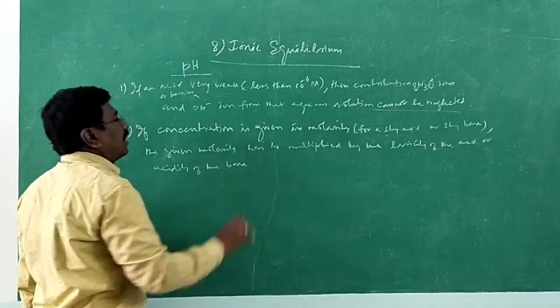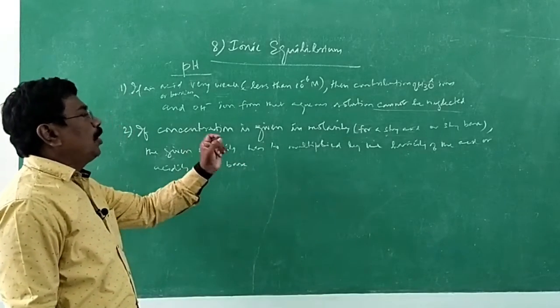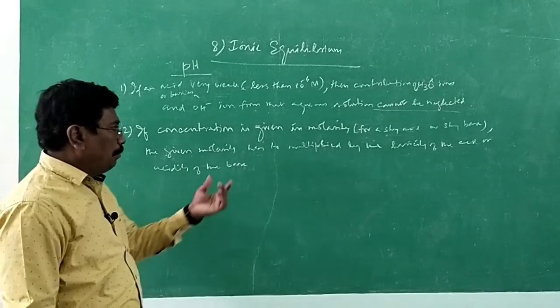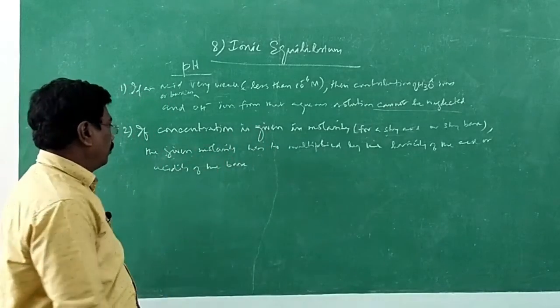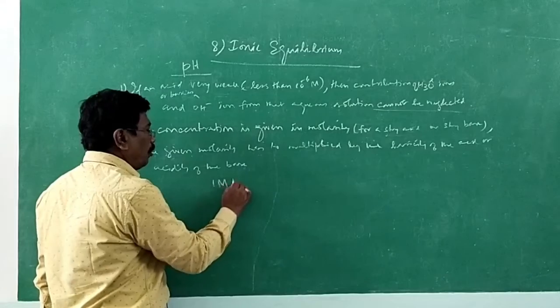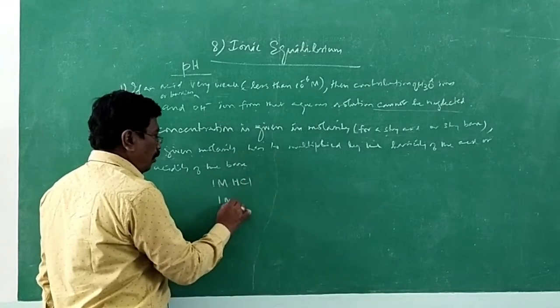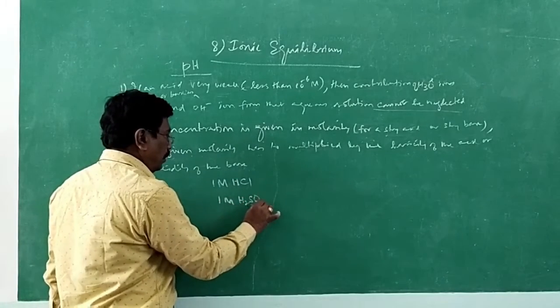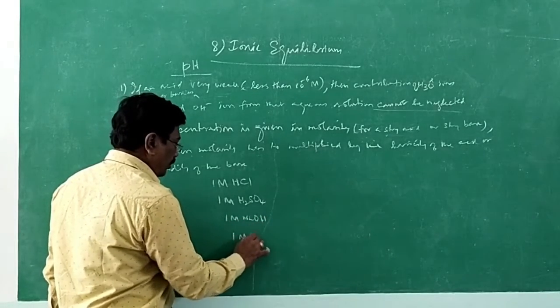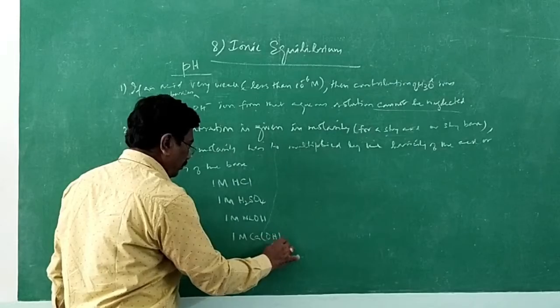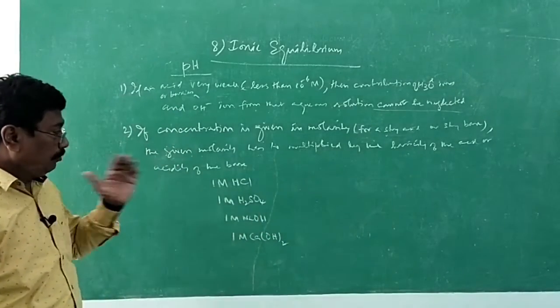Which is nothing but the number of ions available from one molecule. That is the meaning. For example, if I say 1 molar HCl, 1 molar sulfuric acid, 1 molar sodium hydroxide, 1 molar calcium hydroxide. All right, I have taken a few.